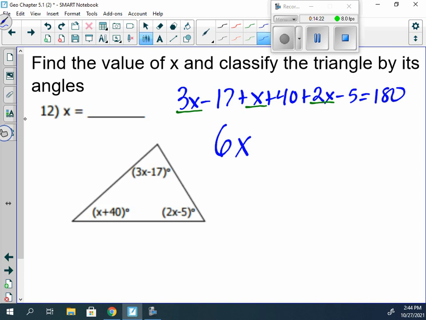The only reason we have to do the opposite operation is if we're trying to move it from one side to the other. Now we can do the same thing with negative 17, 40, and negative 5. We can just add those. So we can do that in a calculator.